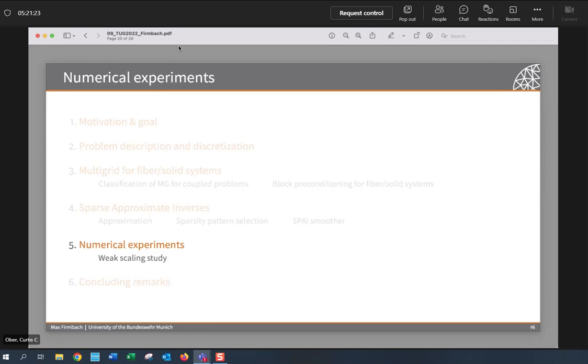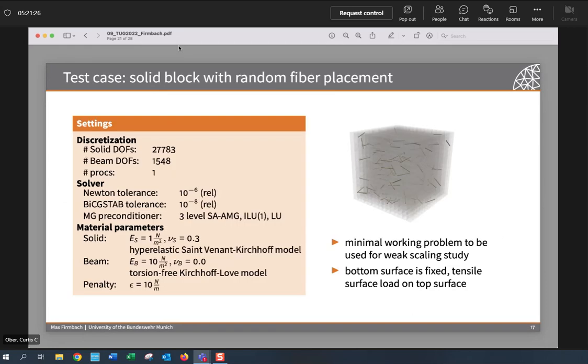And if we go to the next one, I'll try to be fast and go over these numerical examples. So this is really a minimal working example. You can see we have this unit cube, and the unit cube is filled with these one-dimensional fibers, and the bottom surface is fixed, with a tensile surface load applied on the top, and we have around 30,000 solid degrees of freedom and 1,500 beam degrees of freedom.